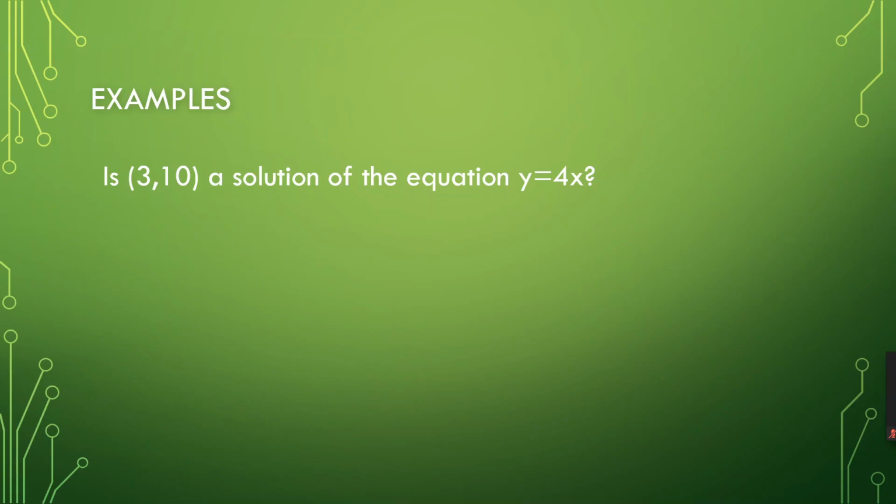Now, if I give you an ordered pair, I have 3 and 10. It says is 3 and 10 a solution of y equals 4x. Remember, if you have an ordered pair, this is x, this is y. So you plug that in. Y is 10, x is 3. 4 times 3 is 12. So they do not equal, so it is not a solution.